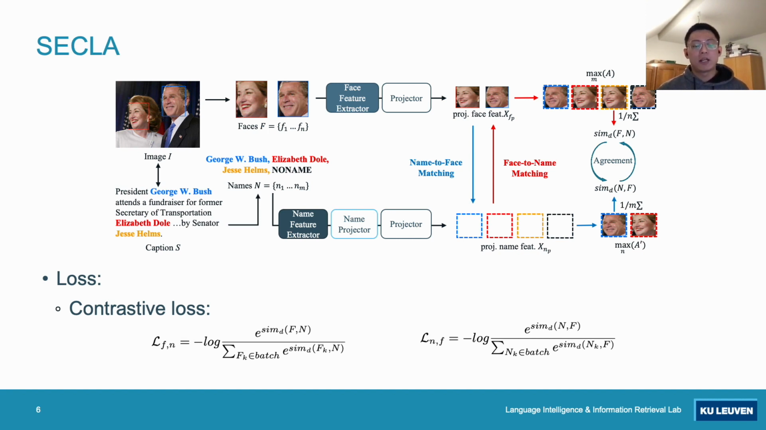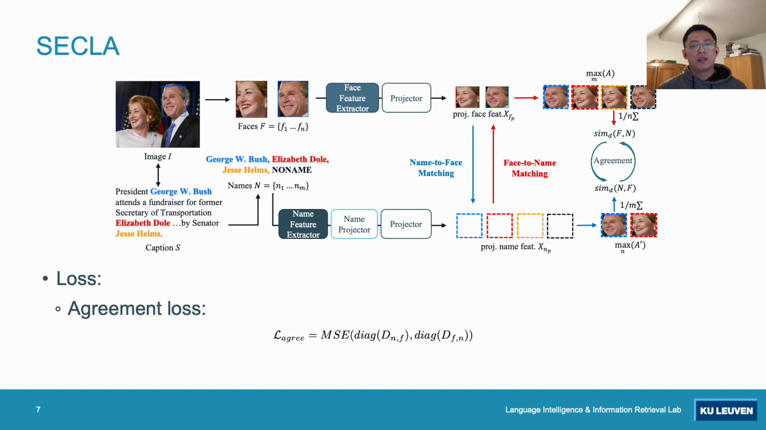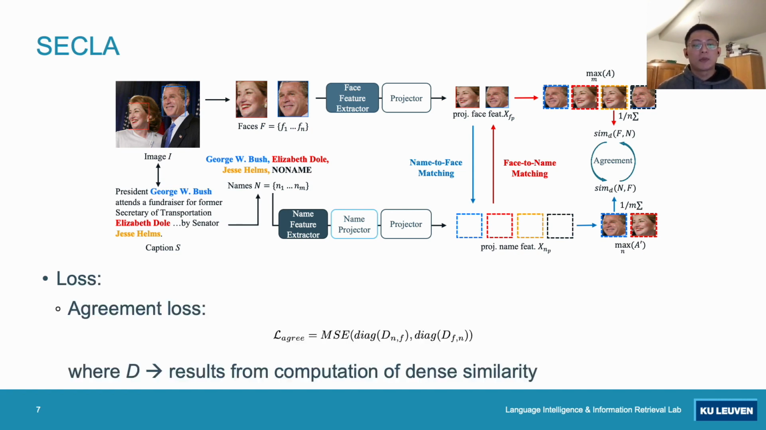Because the dense similarity measure requires a computation of the max operator, we do it bidirectionally to strengthen the symmetry. We also use an agreement loss to further strengthen the symmetry, as MSE over the diagonal elements of the D matrix, which results from the computation of dense similarity.